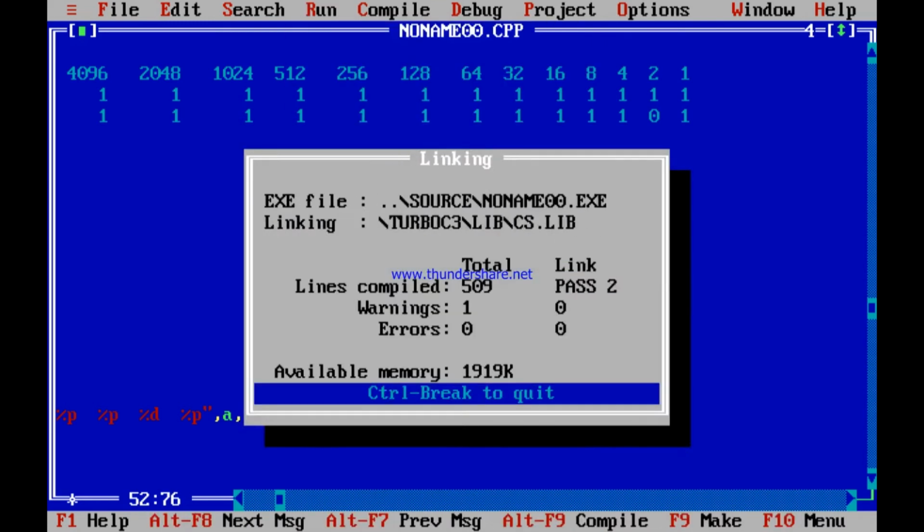Alt R, enter. 5 is absolutely correct. A, B, address of A, FFF4. Address of A directly, FFF4. A plus 1, 5 plus 1, 6 is absolutely fine. But B plus 1, not FFF5, but FFF6. I had incremented it by 1, but it has got incremented by 2. It has been incremented not by 1, but by 2. Why?